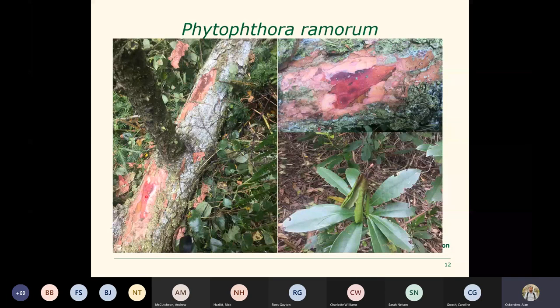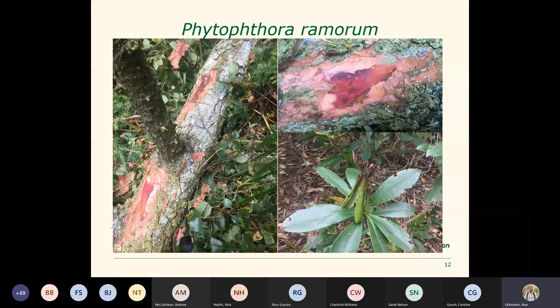And then below that branch there, again, you can see those nice crimson reactionary zones. And then top right, a nice picture here, a clearly defined margin between that necrotic stuff and the leading edge of the lesion, and then that really bright crimson reactionary zone. A nice diagnostic feature that I like to try and find when I'm going out sampling for ramorum.